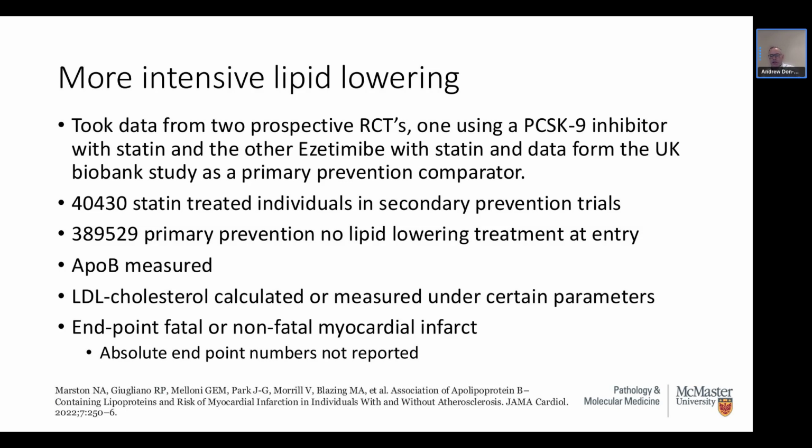And then they were looking at, in this particular report, the endpoint of fatal or non-fatal myocardial infarct, so not the full range of vascular disease outcomes or the heart-related disease outcomes, but specifically myocardial infarct, which is an easier one to pick up out of databases and so on. Unfortunately, one of the weaknesses of the study is that they didn't actually report in the paper the absolute endpoint numbers for each of the individual populations, which I think is a bit of a disadvantage. They could have easily put that in. The data is available in the primary studies.